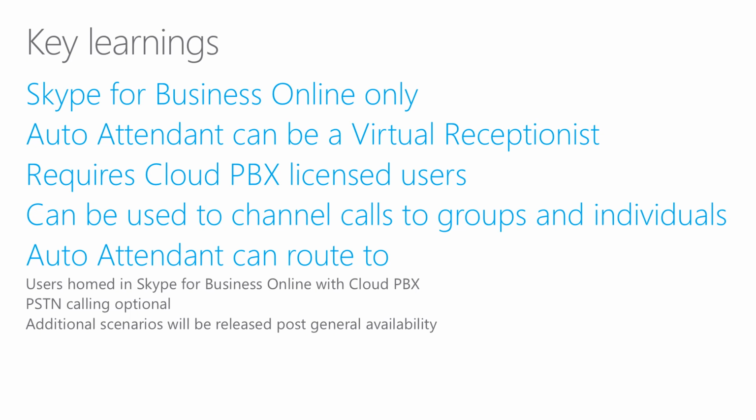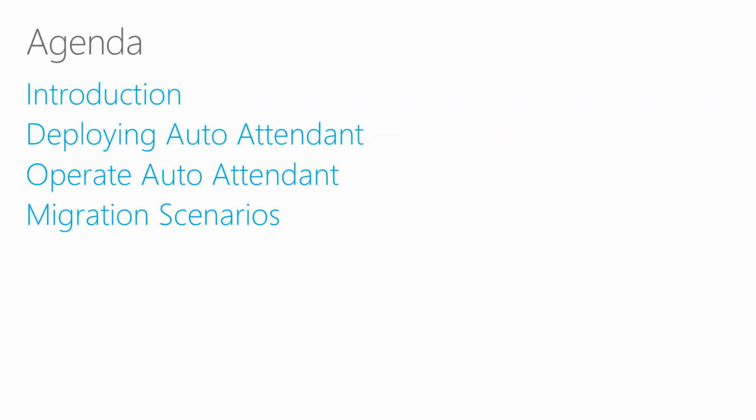So, some of the key learnings for today. The Auto Attendant is for Skype for Business Online only. Auto Attendant is most typically used to be a virtual receptionist. It does require Cloud PBX licensed users. It can be used to channel calls to a group or to an individual of those Cloud PBX licensed users. It can route to the users homed in Skype for Business Online that are licensed for Cloud PBX. PSN calling is optional, and additional scenarios will be released while we mature the product further.